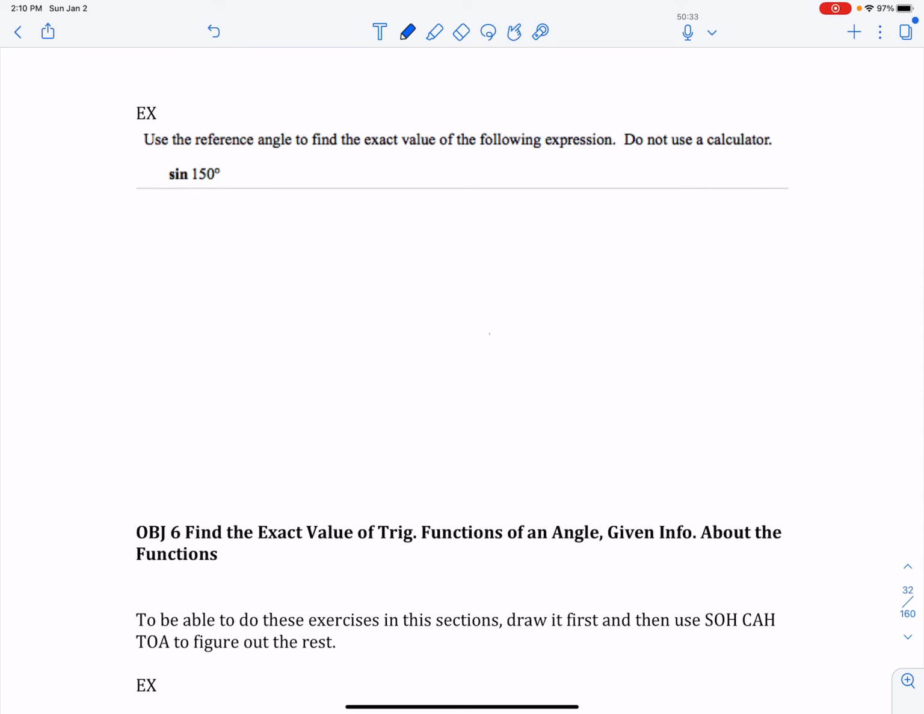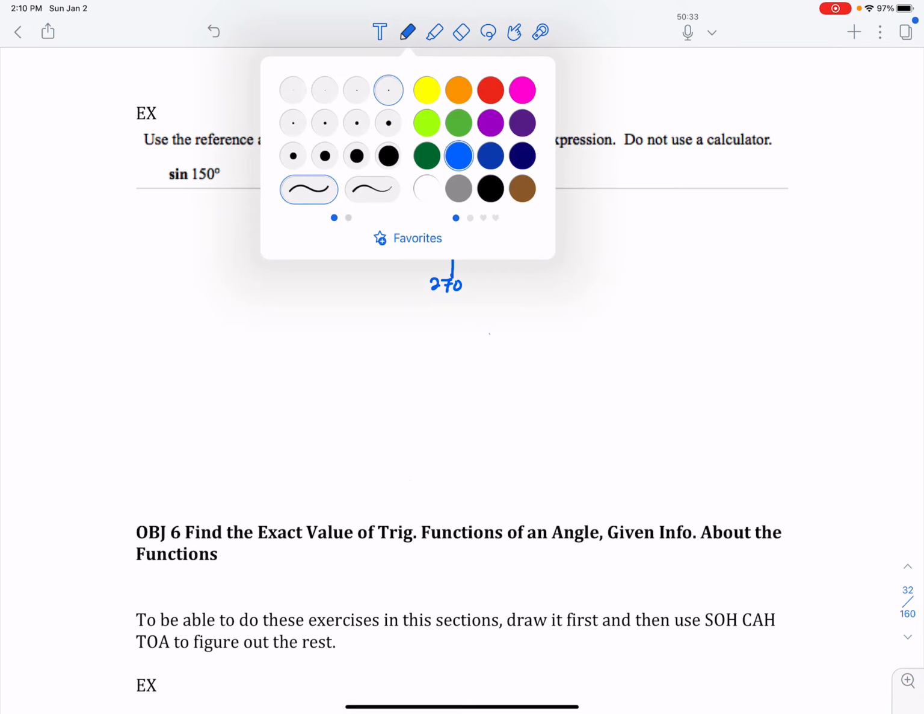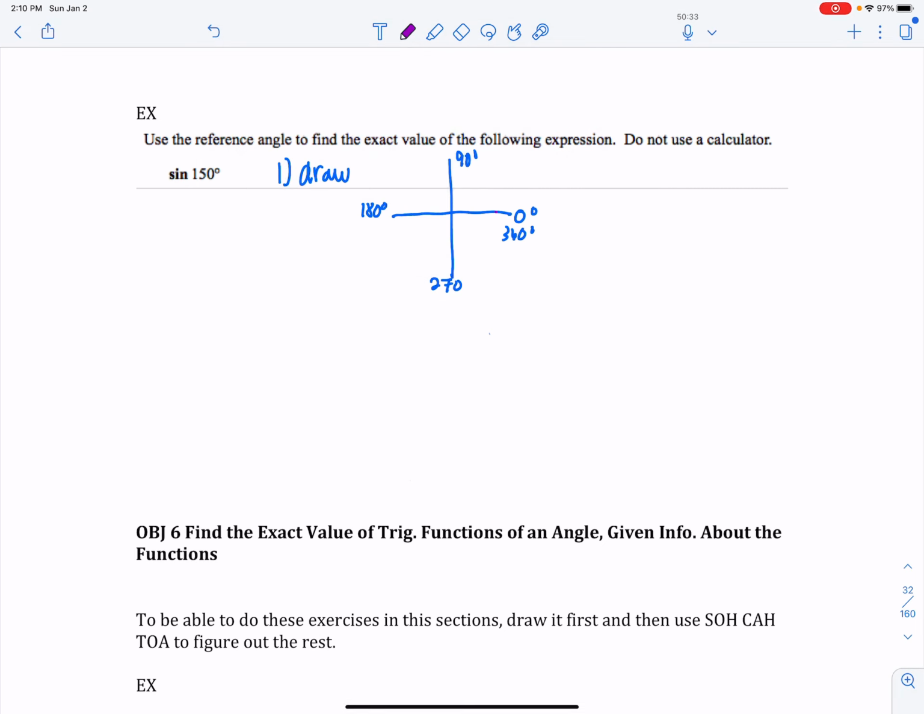Use the reference angle to find the exact value of the following expression. Do not use a calculator. Okay, so the first thing you want to do is draw where 150 is. We're in degrees, so I'm going to have 0 degrees, 90, 180, 270, 360. If I draw this out, I know that this is in quadrant number 2. So there's my angle.